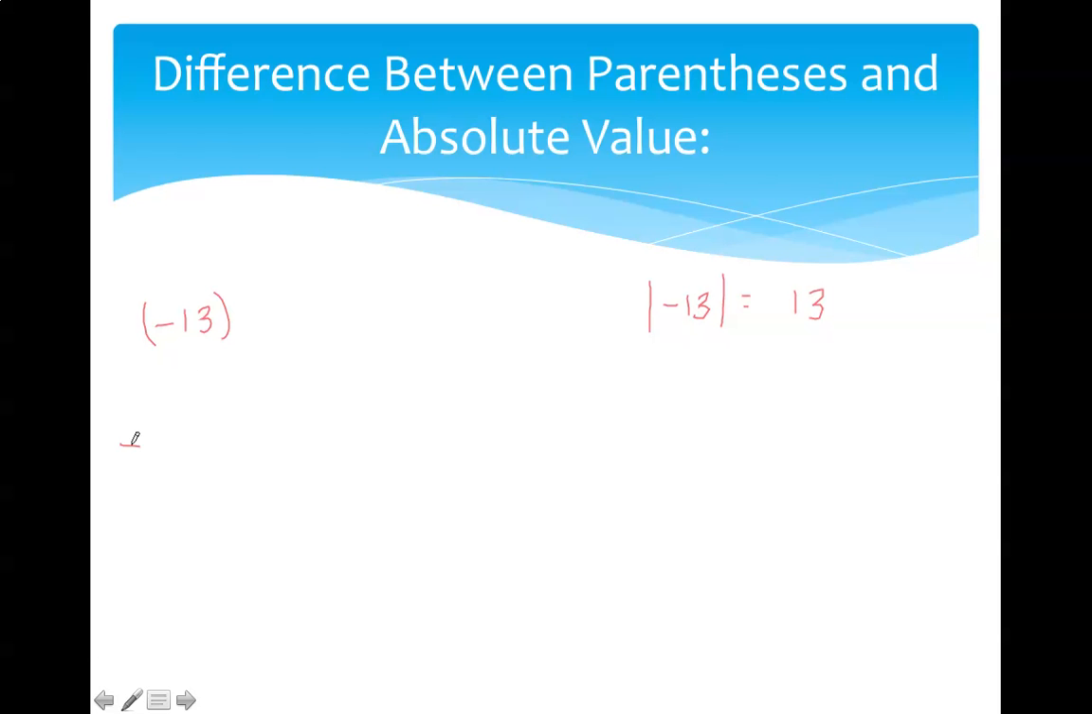Now, if a negative is on the outside of a parentheses, remember this negative on the outside means opposite. So I'm going to take the opposite of negative 11. Well, what's the opposite of negative 11? Right, positive 11. So this would give me positive 11. Same thing as we talked about with absolute value. If it's on the outside, this means opposite, and so that would be negative 9 because the opposite of absolute value of 9 is negative 9.